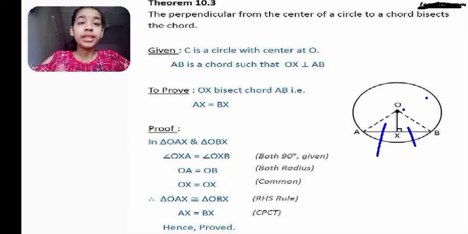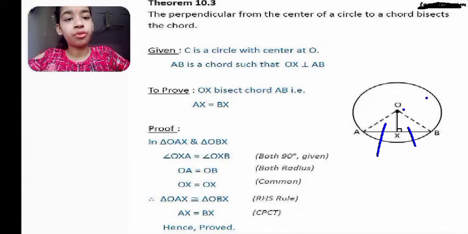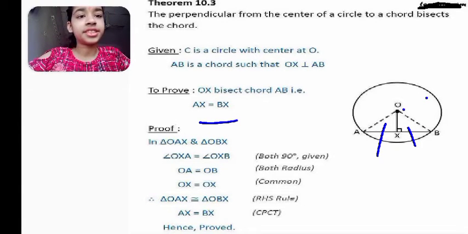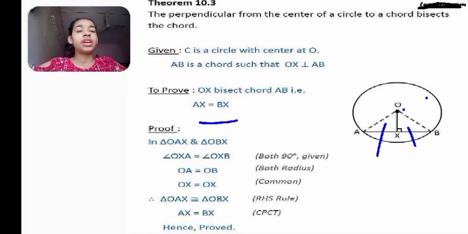So it is given that C is a circle with center O and AB is a chord such that OX is perpendicular to AB. It is given in the question that a line from the center of a circle perpendicular to the chord bisects the chord into two equal parts. We need to prove that these two parts are equal to each other. So let's start the proof of that.